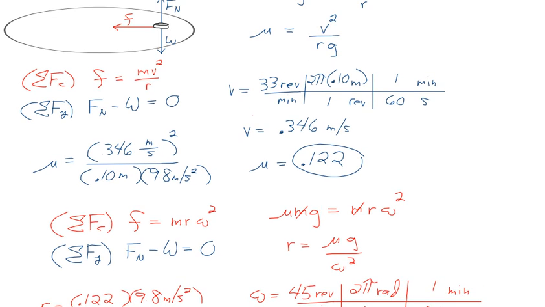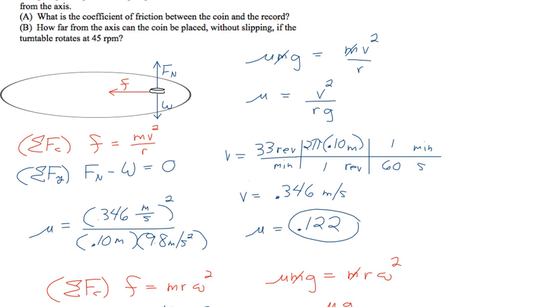So if we come up to the top here and we look at this, we have that when it was going at 33 RPMs, it could move through a circle at 10 centimeters away from the center of the circle. But when we made it go 45, which is faster, then it had to be only 5.39 centimeters away. So it's moving through a smaller circle in part B. And that's what we had to calculate, was what that distance was.